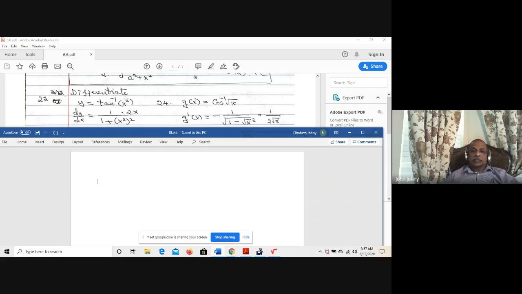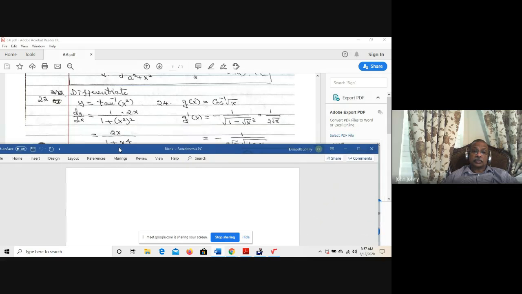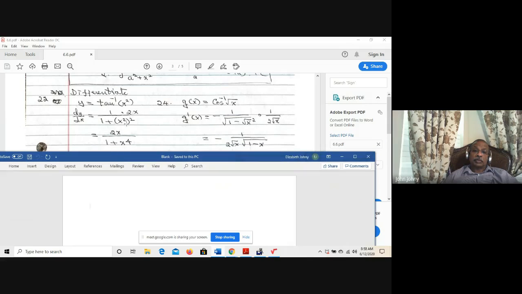Now differentiate this x square with respect to x. You get a 2x, that is times 2x. So this is chain rule. You differentiate using the formula for tan inverse, and then once you do that, you take away the tan inverse, you have x square. Differentiate x square with respect to x, that is 2x. So the answer is 2x divided by 1 plus x to the 4.